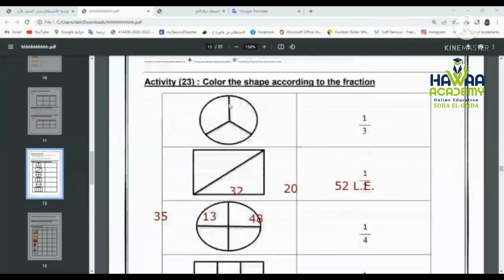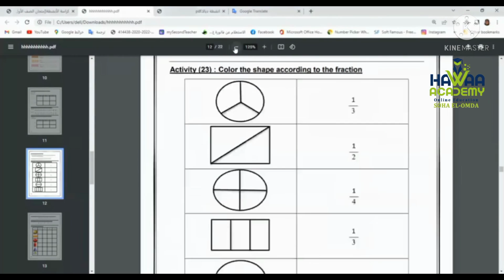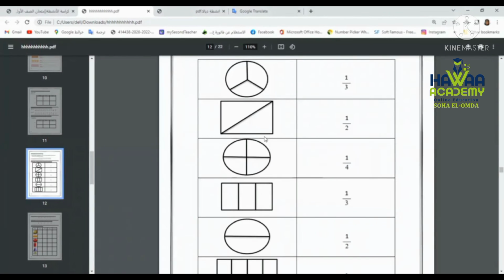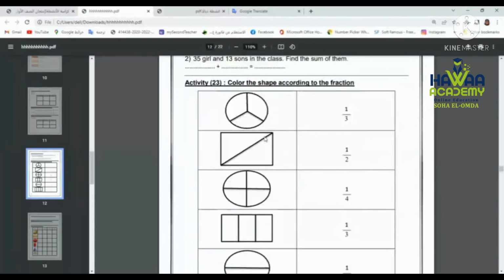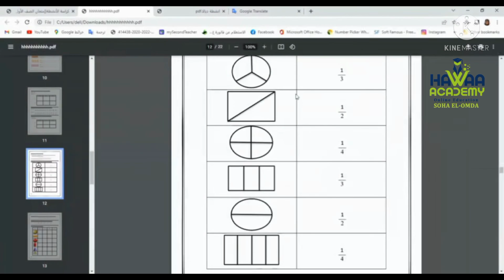And now here the easiest and the most fun question today is we want to color the shapes according to the fraction. So let's make it now. Here we go. We want to color 1/3. So we're gonna color 1 from here. Here is 1. And separate it into 3 parts already. So we're gonna color just 1 part.